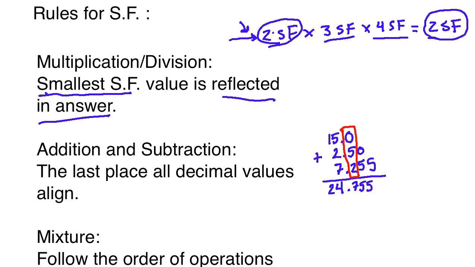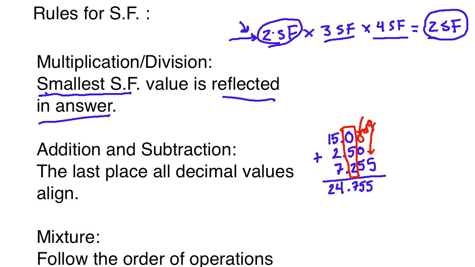Okay, so that top value, 15.0, does not go out to the 100th place, even though the others do. And the top two values, the 15.0 and the 2.50, do not go out to the 1000th place, like the 7.255 does. So those numbers are limited when we're adding up. We don't know, right, if it's a 0 here or if it's a 9 that might be there, or anything in between for that first value, the 15.0.